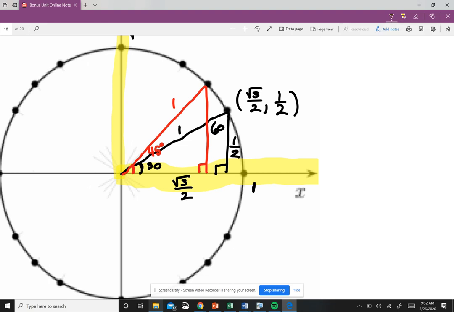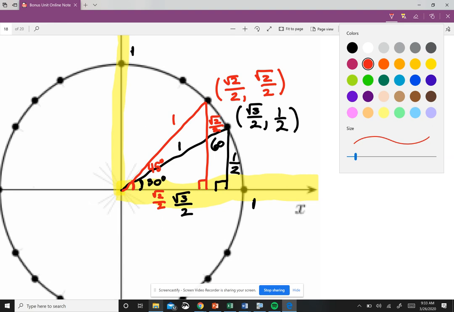I'm going to go put the degree sign on my 30. There we go. All right, so if that's 45 degrees, that means both of these sides are the same. And we know that this is going to be square root 2 over 2 and square root 2 over 2. So that means this point is just square root 2 over 2 and square root 2 over 2. That's interesting.